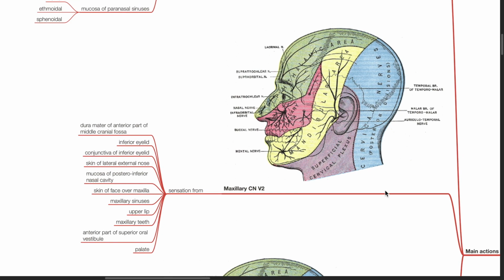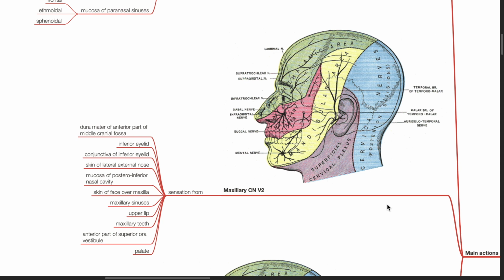The maxillary division receives sensation from the dura mater of the anterior part of the middle cranial fossa, the inferior eyelid, conjunctiva of the inferior eyelid, skin of the lateral external nose, mucosa of the posterior inferior nasal cavity, skin of the face over the maxilla, maxillary sinuses, upper lip, maxillary teeth, anterior part of the superior oral vestibule, and the palate.